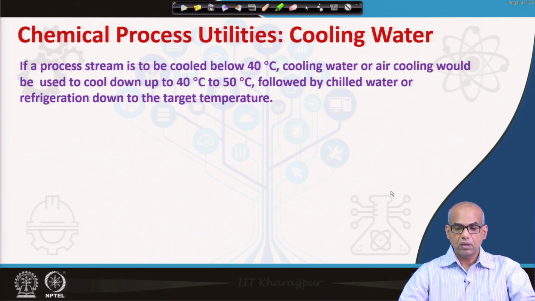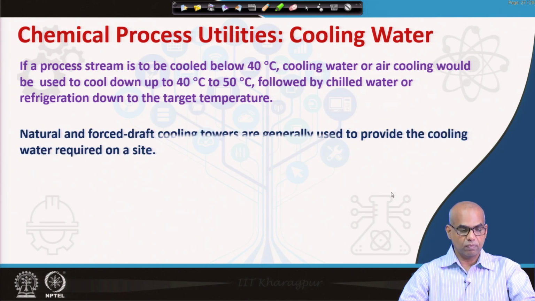If a process stream is to be cooled below 40 degrees Celsius, cooling water or air cooling would be used to cool down to 40 or 50 degrees Celsius, followed by chilled water or refrigeration down to the target temperature. So, you cool it down to 40 or 50 degrees Celsius by cooling water, then use chilled water or a refrigeration system to cool down further to the desired target temperature. Natural and forced draft cooling towers are generally used to provide the cooling water required on a site.